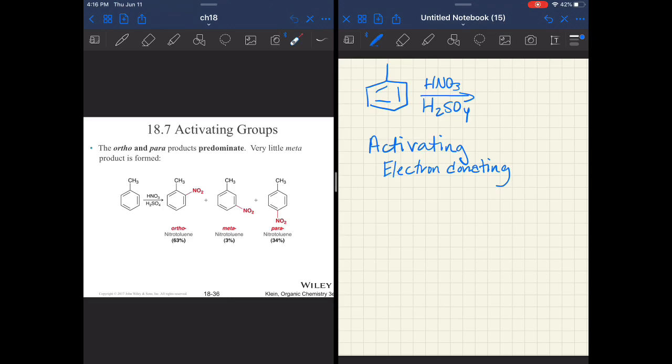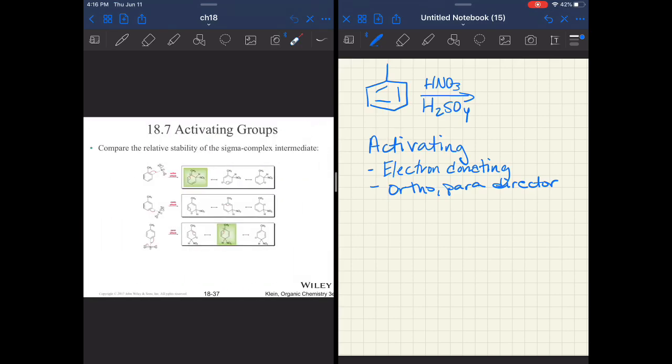And that's another note you should make about activating groups. They tend to be ortho, para directors. They can add to the ortho or para position. Very little meta. So when I ask you to predict a product, either one of these two would be acceptable. Those are the major products.